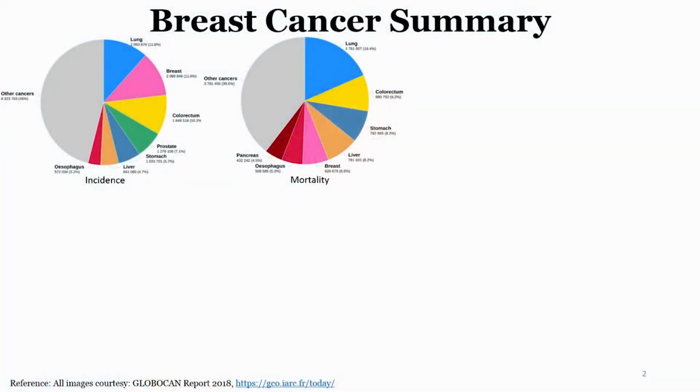So let us go ahead and see what we have. The first thing is, why breast cancer? Let me just switch on the laser pointer. As you can see, breast cancer has the second highest number of cases in terms of incidence rate, and in the case of mortality it is the fifth highest number of cases.